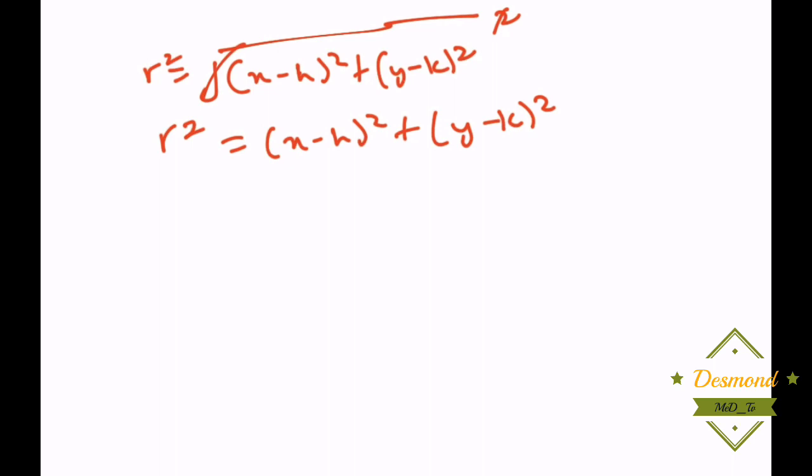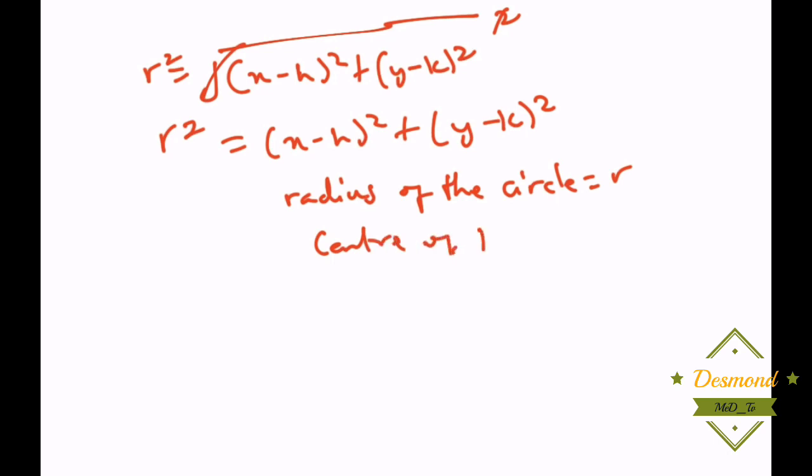And there you have it. This is the standard form of the equation of a circle with center H, K and radius R. So the radius of the circle is R and the center of the circle is H, K.